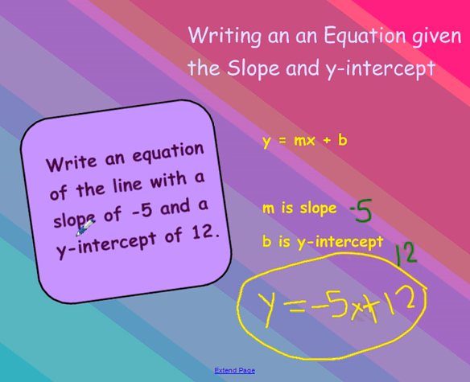I knew two pieces of information. I knew the slope and I knew the y-intercept. And because I also know this formula, I was able to write it as an equation. And now I can find any value of y for any value of x. So make sure you copy this down.